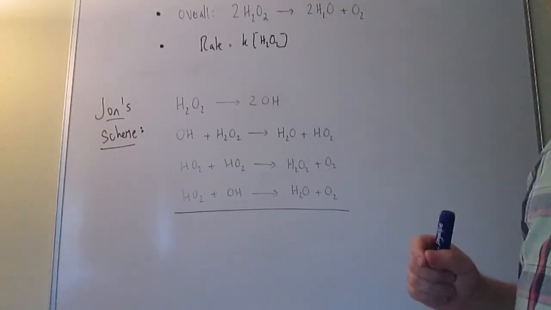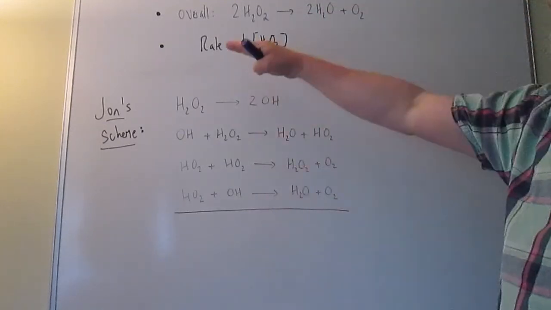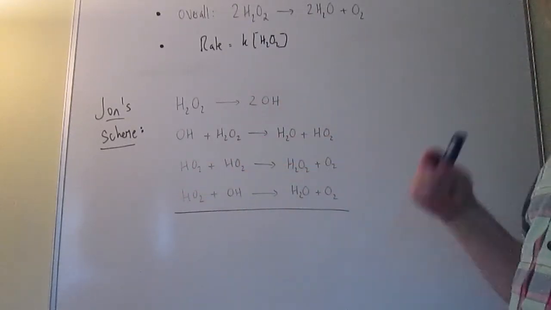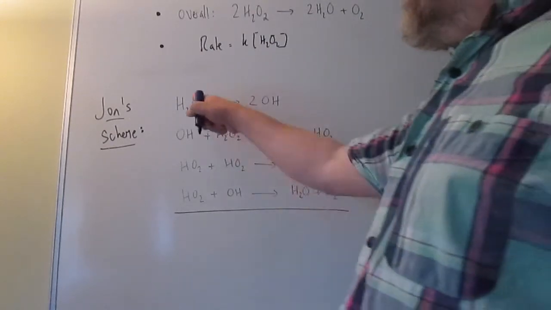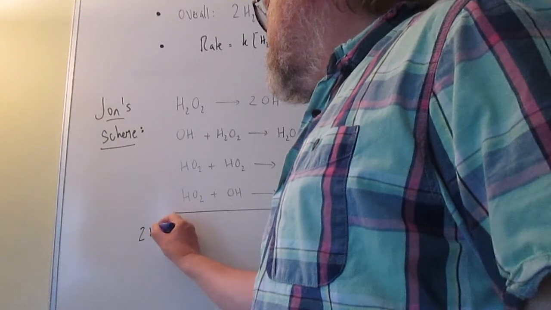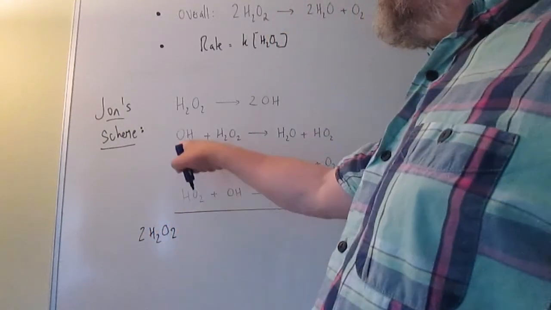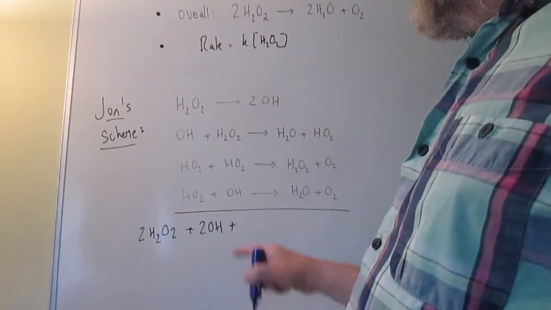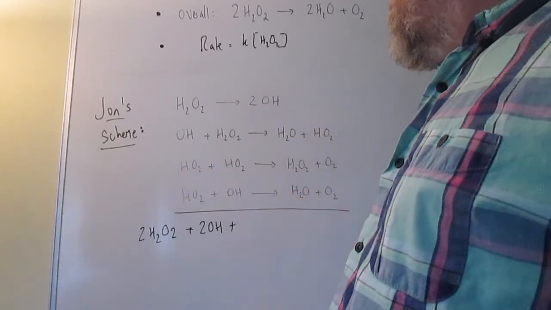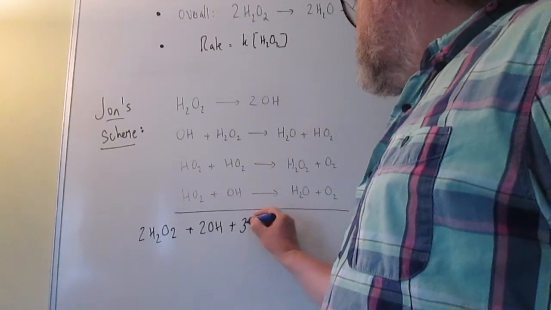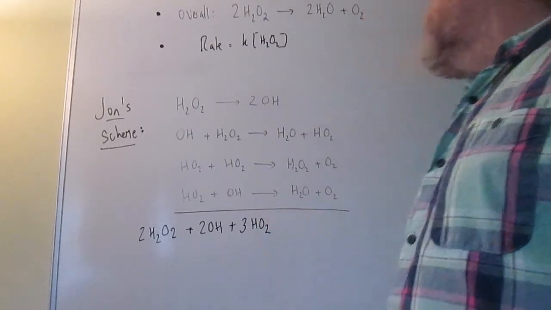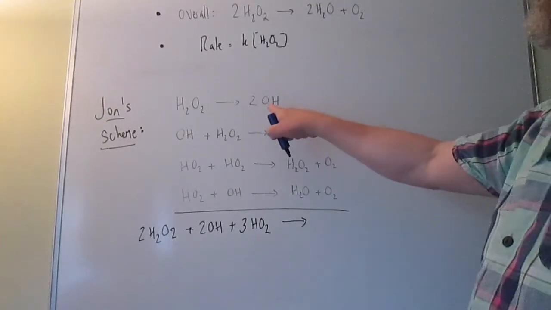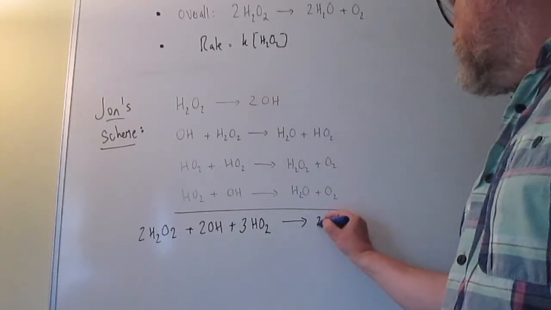So first of all, to see if it fits the overall equation. To do that, all you have to do is simply add up everything on the two sides, write the overall equation at the bottom and do some cancelling. So you can see on the left hand side we have 2 H2O2s, we have 2 OHs, we have 1, 2, 3 HO2s, and that's it on the left hand side. And on the right hand side we have 2 OHs there, and that's it.